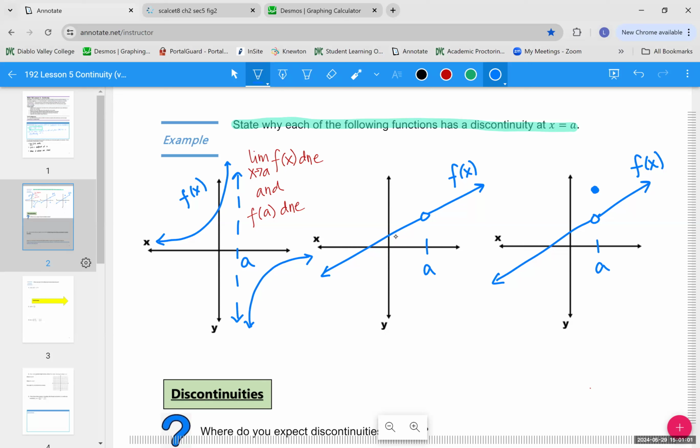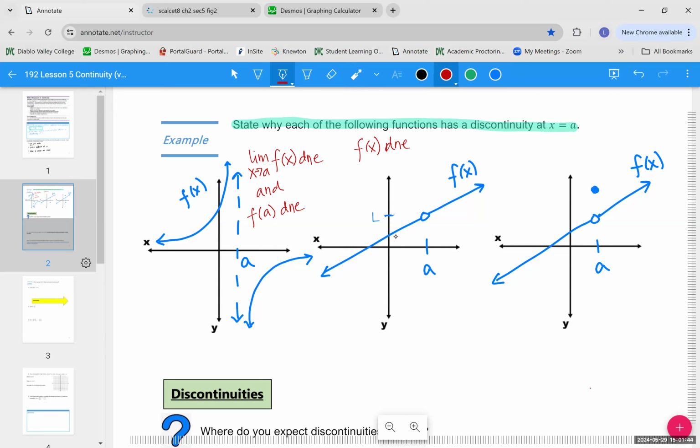So let's go ahead and answer our question. What is it about this second scenario that makes the function have a discontinuity here? So first of all, does the limit as x approaches a of f of x exist? It does. I didn't label this, but whatever this y value is, we could call it L perhaps, that will be the limit as x approaches a of f of x. So that limit exists. What about f of a? Is f defined at a? It's not. So that is going to be our main reason.